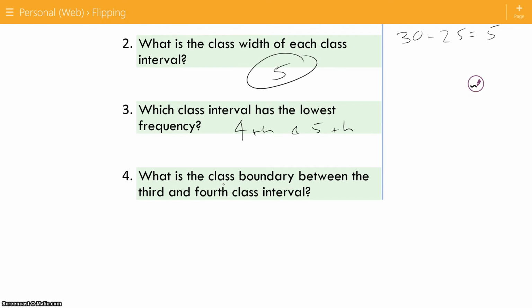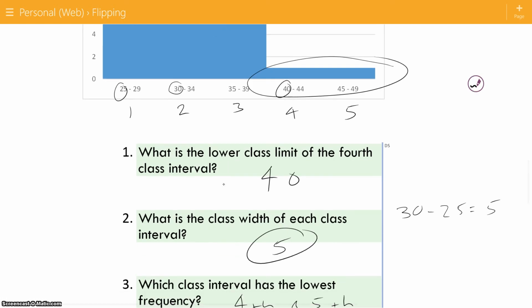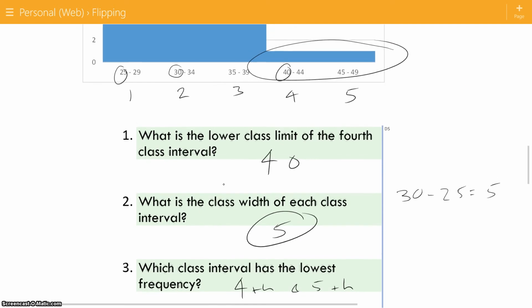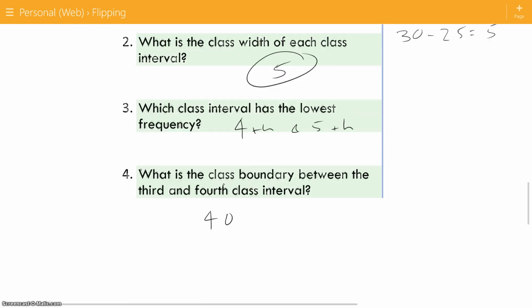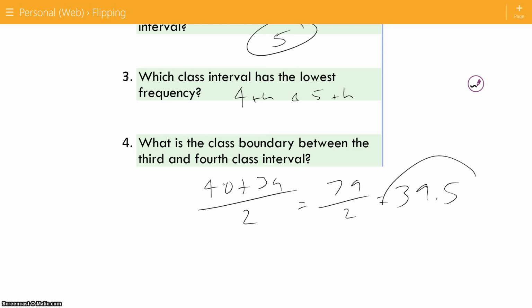And then what is the class boundary between the third and fourth class interval? We look at the third and the fourth. So my lower class limit for the fourth is 40. My upper class limit for the third is 39. 40 plus 39 divided by 2. That gives me 79 over 2, which is simply 39.5, my final answer.